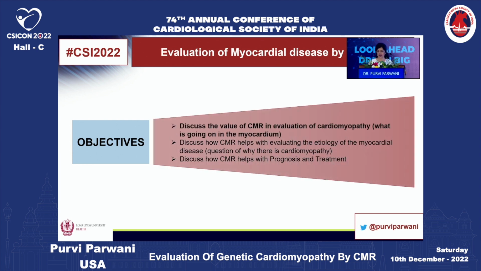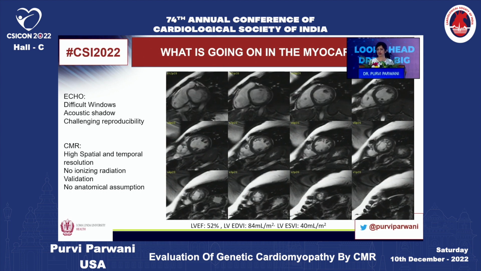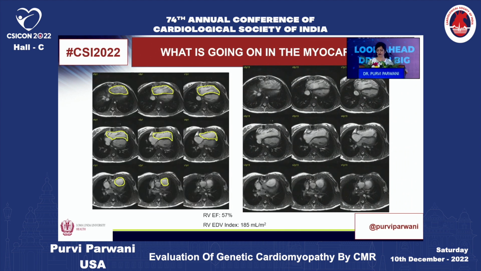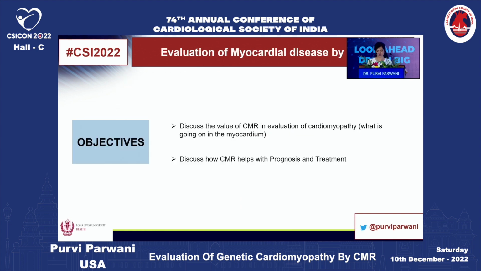So let's first discuss how CMR helps with what is going on in the myocardium. So we all have seen this. CMR remains the gold standard method for evaluation of LV and RVEF. And I think for RV, it's particularly useful in congenital heart disease. But when it comes to what is going on in the myocardium, if there is any abnormality in the myocardium, CMR is the test of choice. It also can tell you about the valvular function. And by combining all this, it can tell you if there is an abnormality in the myocardium.